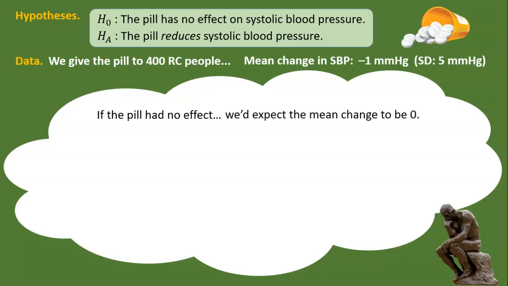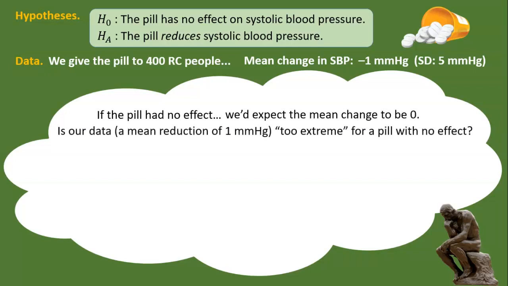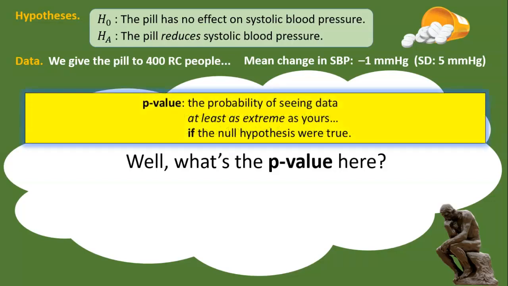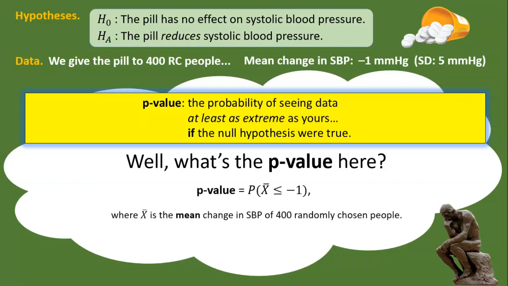This isn't what we saw in our study, so the question arises, is our data, a mean reduction of 1 unit, too extreme for a pill with no effect? Should we be suspicious? Well, what's the p-value here? And I'll make a nuisance of myself by reviewing the definition once again. A p-value is the probability of seeing data at least as extreme as yours if the null hypothesis were true. So in this example, the p-value is the probability that x bar is less than or equal to -1, where x bar is the mean change in systolic blood pressure of 400 randomly chosen people.